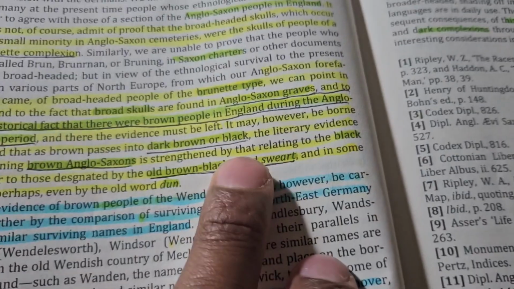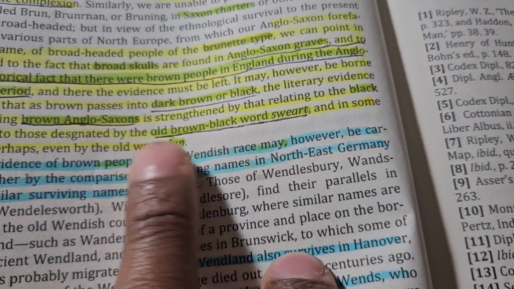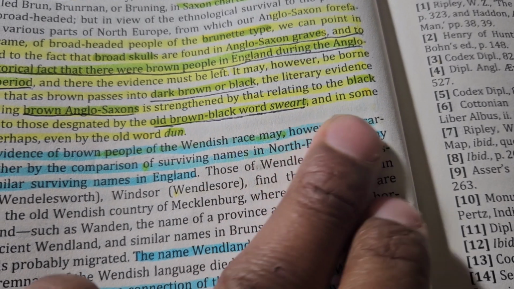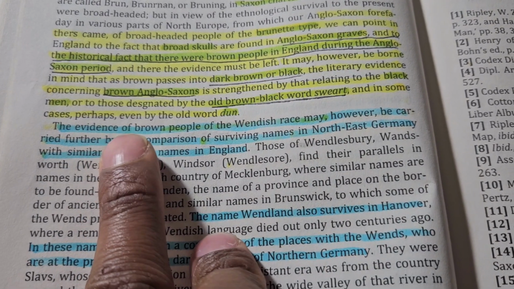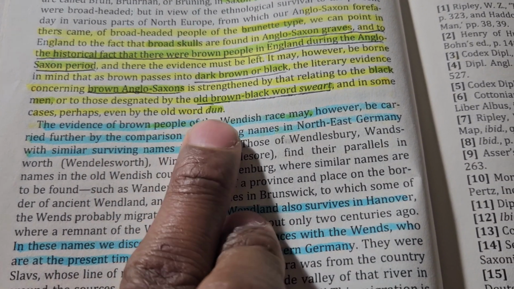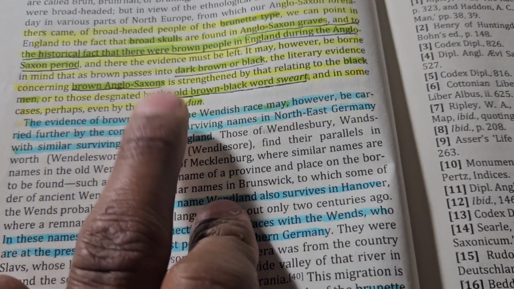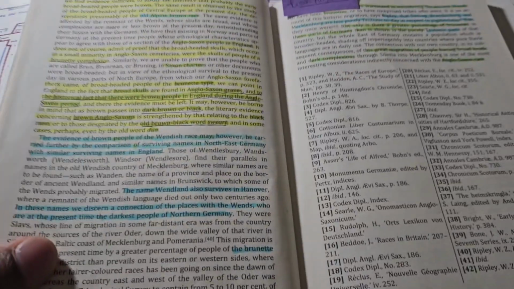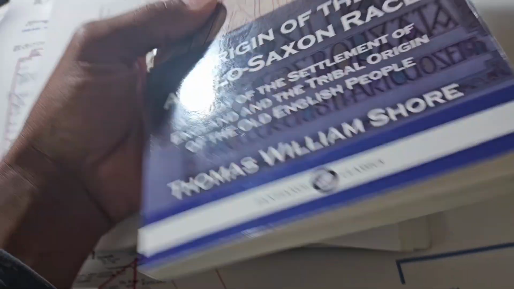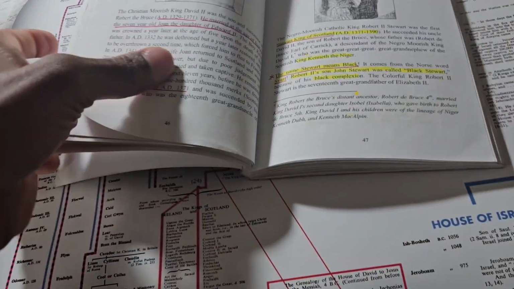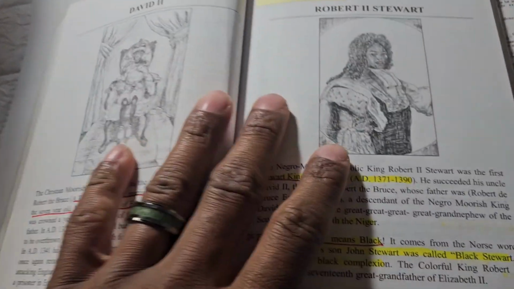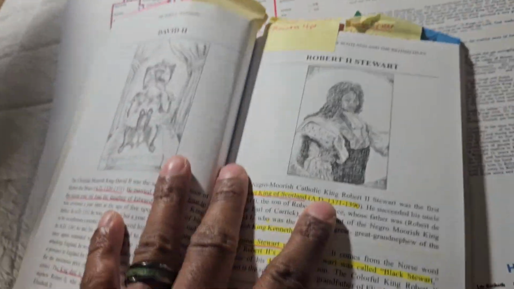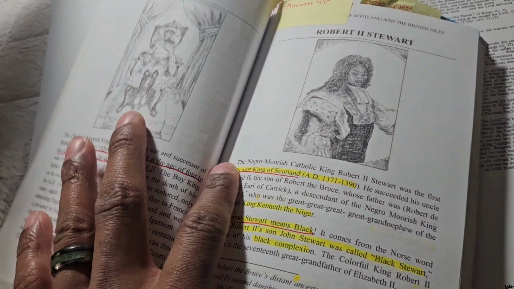Okay, right here, steward. Old, brown, black word, steward. And in some cases, perhaps even by the old word done, meaning what? A swarthy man, okay? And this is our history. I mean, the cat's out of the bag. It's just that if you really want to study it, it's called identity theft. That's why everything's whitewashed.